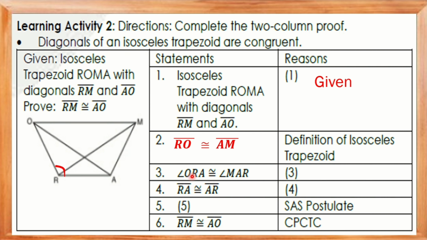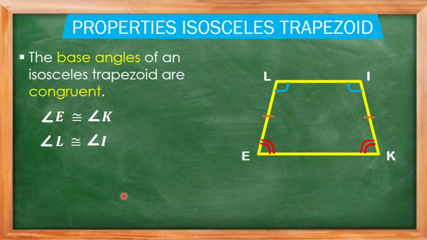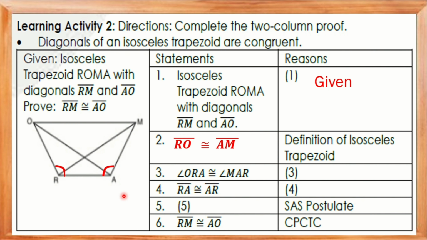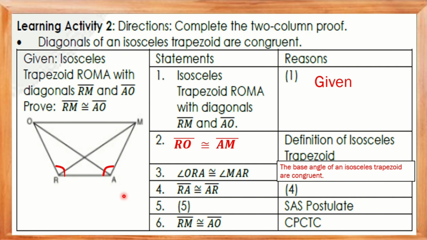Nasa statement number 3 na tayo. Si angle ORA at saka itong angle MAR are congruent. Okay, so ano bang relationship nilang dalawa? Okay, so silang dalawa ay mga base angles. So going back sa properties ng isosceles trapezoid, it says that their base angles are congruent. So therefore, ang reason natin dito sa number 3, the base angles of an isosceles trapezoid are congruent.